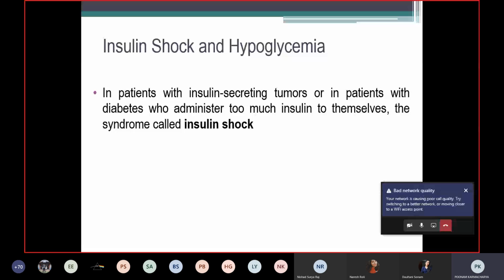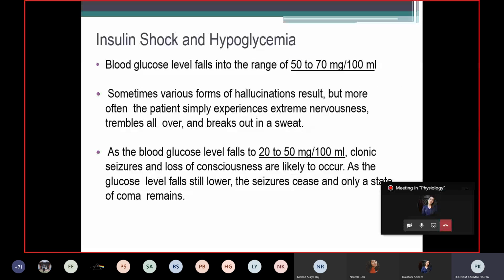Okay, but as there is increased insulin and the blood glucose level falls still further, right, to 20 to 50 milligram per 100 ml, then at that time the person can have clonic seizures, and there can be loss of consciousness. And as the glucose level falls still lower, the seizures stop and only a state of coma remains.